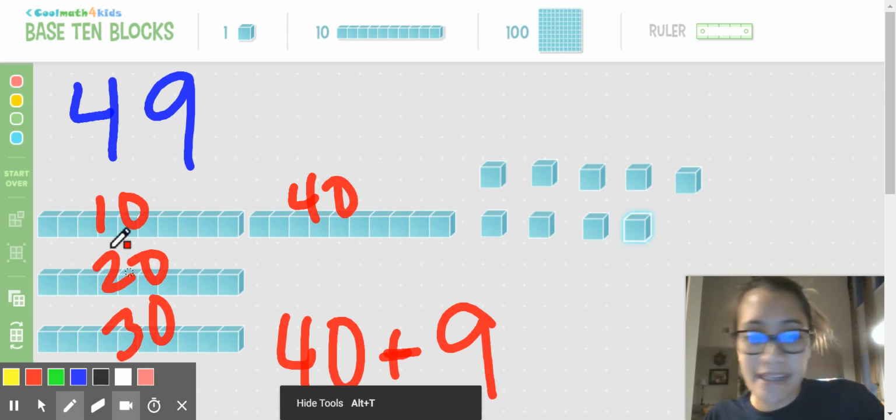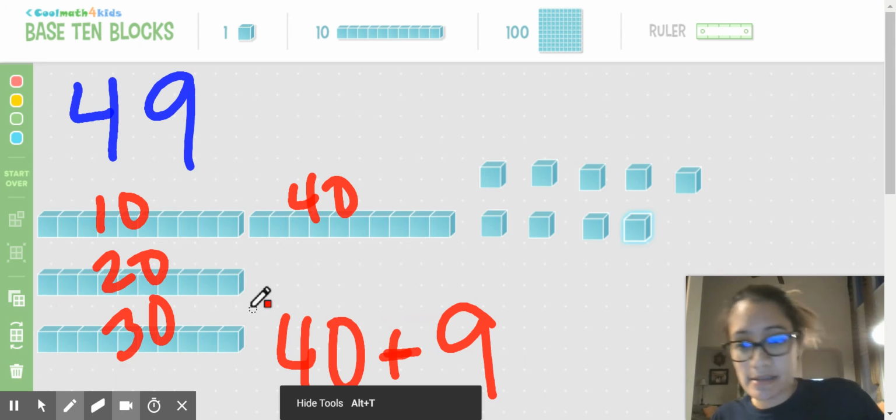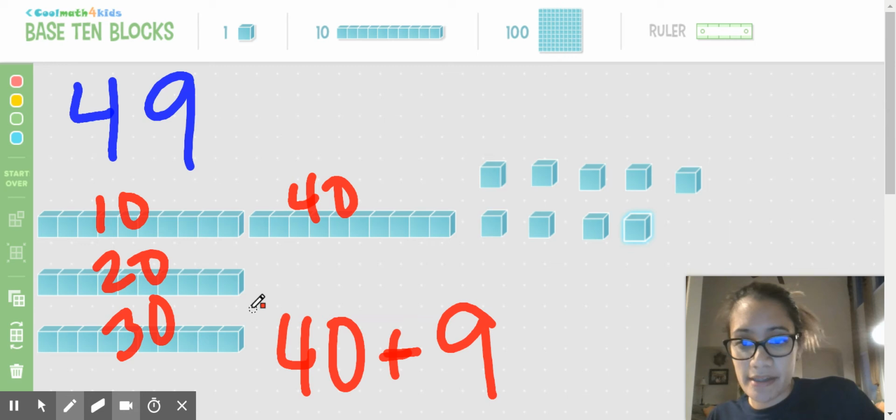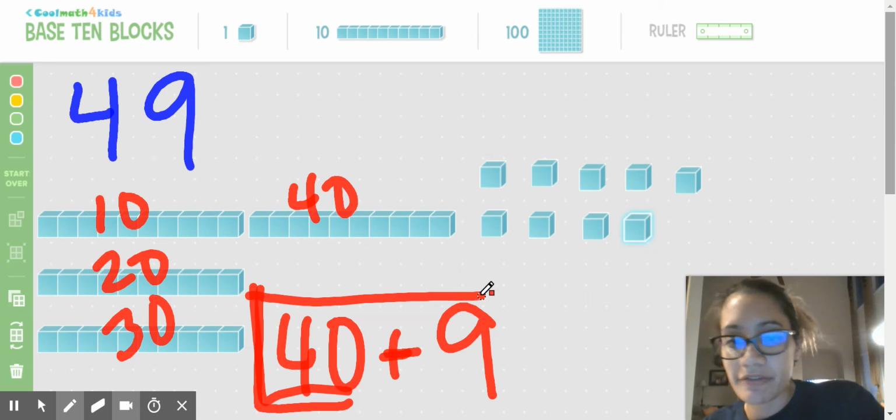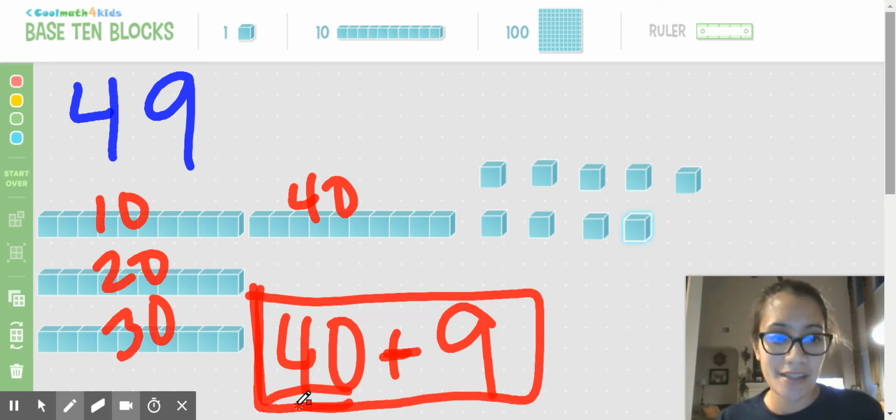If I were to write this in a number sentence, I would just write 40 plus 9. Sorry, my computer is a little slow this evening. So I would write 40 plus 9.